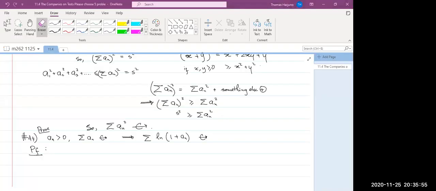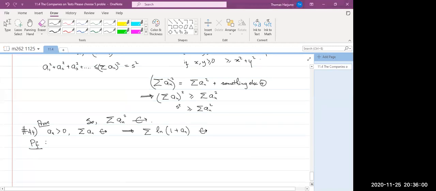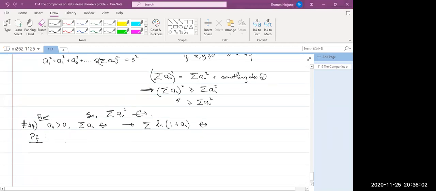Okay, proof. I steal the idea from Andre. Andre said the following. Can we prove this? Let me use another color first. Isn't it that natural log of 1 plus a sub n is always less than a sub n? Is that true? And the answer is actually yes. Basically, what you need to show is that natural log of 1 plus x is less than x.